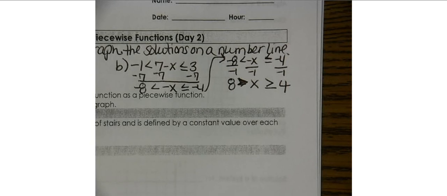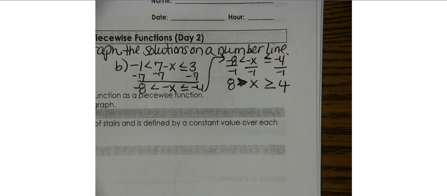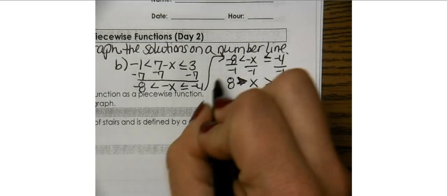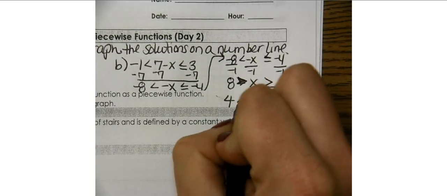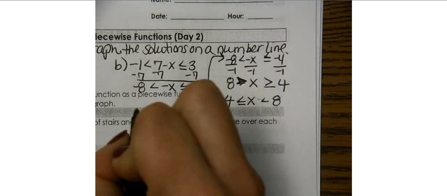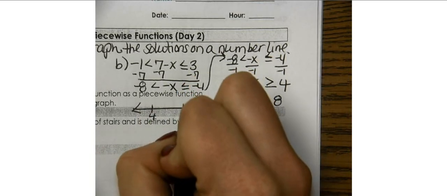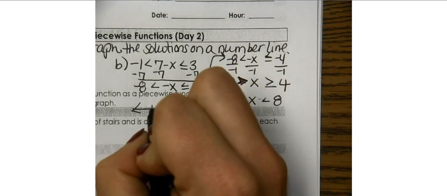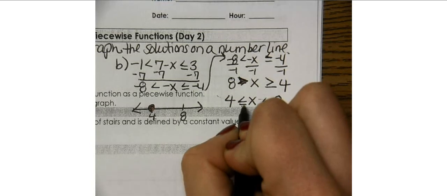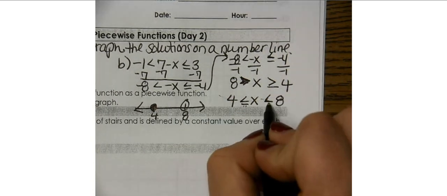Now, whenever we graph a solution on a number line, we always go in numerical order. And unfortunately, 8 and 4 are not in numerical order from smallest to largest. So we're going to rewrite this so that 4 is less than or equal to x, which is less than 8. And to graph this on a number line, I'm going to put 4 down here and 8 right here. 4 is going to have a closed circle because it has an equal to symbol. And 8 is going to have an open circle because it does not have an equal to symbol. It's just simply less than.